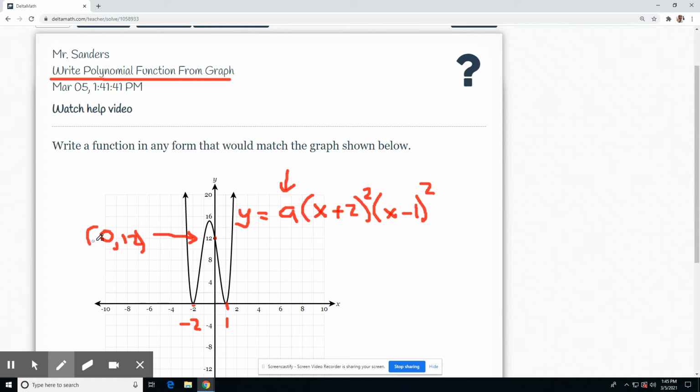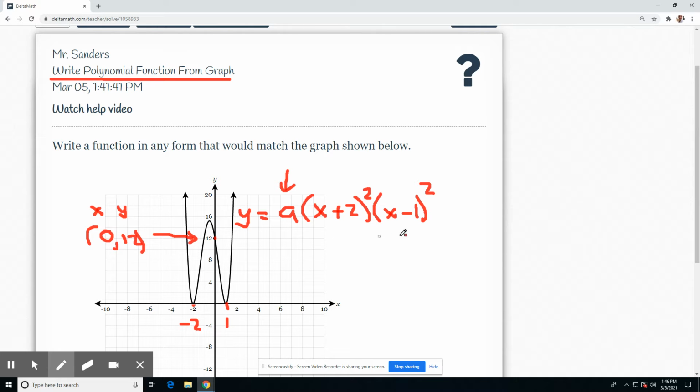Now, we could use any of the other points except for these two, because those zero out everything in here. Remember, those are the zeros, or roots, or solutions, or x-intercepts. So we would have to find another point that we knew was on it, but they gave us the easy one. All right, so that's our x value, that's our y value, our input and our output that's related here.